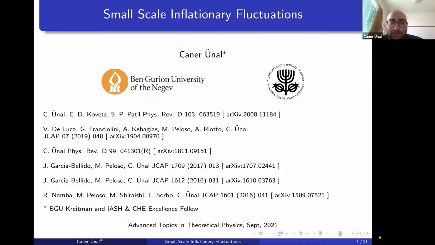I'll be mainly talking about small-scale inflationary fluctuations and their possible observation through primordial black holes and interferometer-scale gravitational waves. This has been something I was a bit wondering about. These are a couple of papers that I did with a number of collaborators.